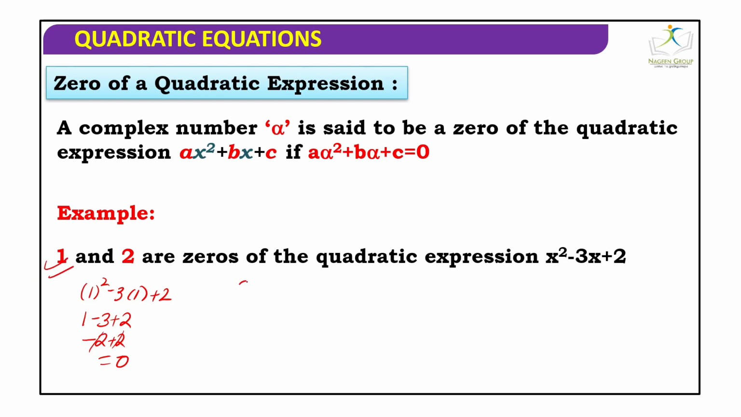Now put 2 here. 2 whole square minus 3 into 2 plus 2. So 2 square is 4, minus 6 plus 2. It is 6 minus 6, which is equal to 0. So 1 and 2, both are the zeros of the polynomial.